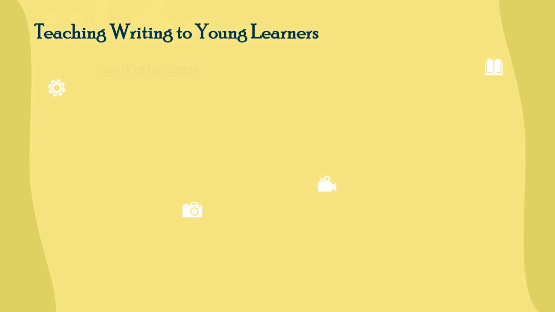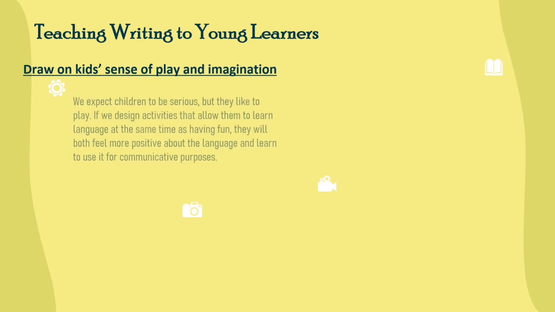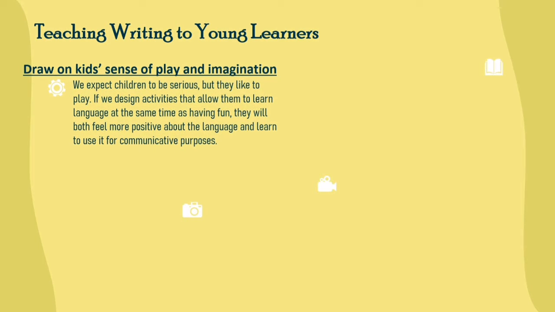Okay, now we can start the first material. Teaching writing to young learners. There are 4 principles. The number 1 is draw on kids' sense of play and imagination. We expect children to be serious, but they like to play. If we design activities that allow them to learn language at the same time as having fun, they will both feel more positive about the language and learn to use it for communicative purposes.